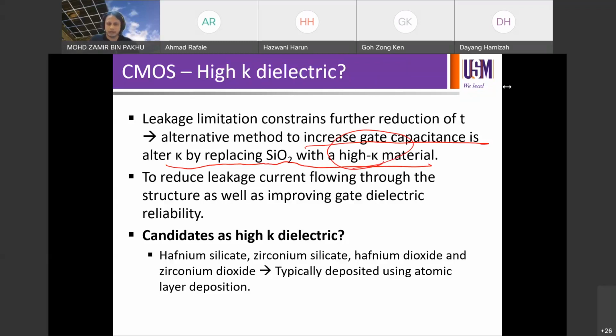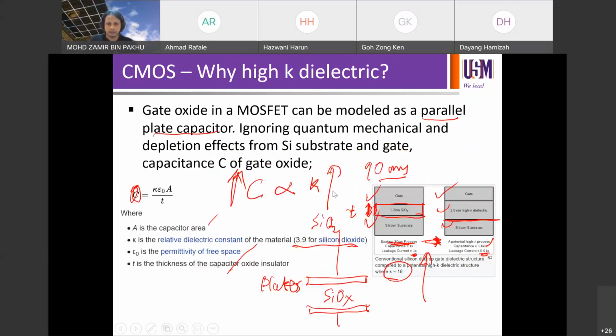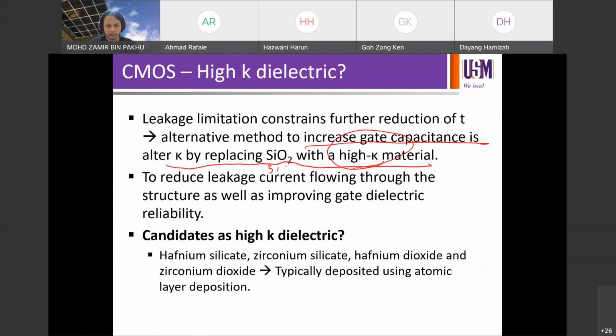And within that, the K of silicon dioxide is only 3.9, right? So you want to go beyond 3.9 in that case, to reduce leakage current flowing through the structure as well as improving dielectric reliability. Okay, you want it to be reliable according to the intended operation. So the candidates for the high K dielectric are hafnium silicate, zirconium silicate, hafnium dioxide, zirconium dioxide, typically deposited using the ALD process, atomic layer deposition. We're going to learn about this process in 4A7 next semester.